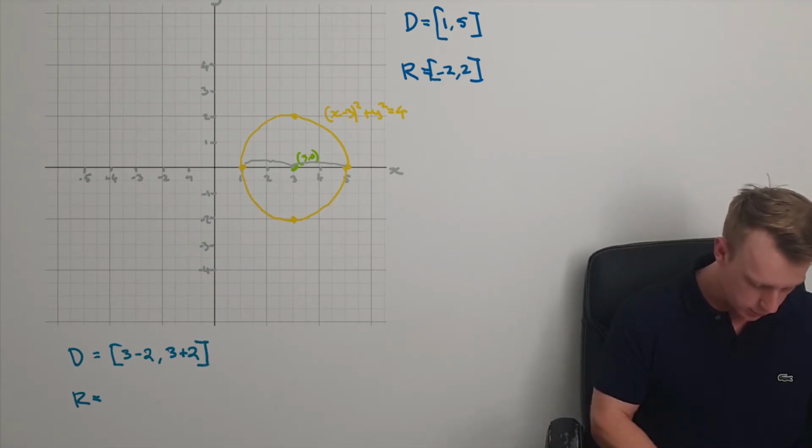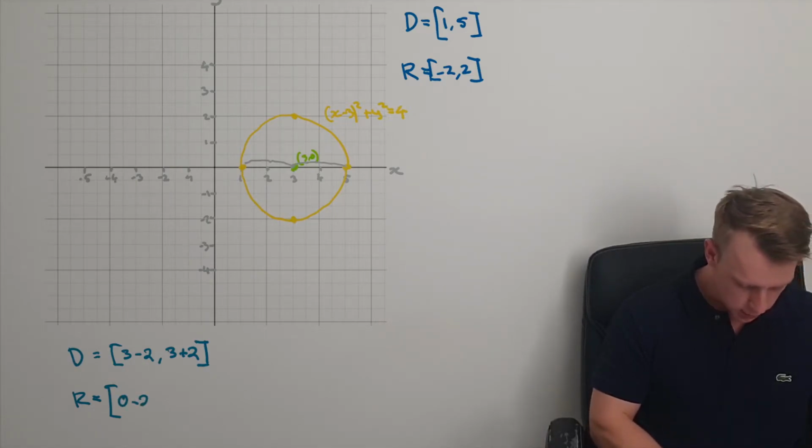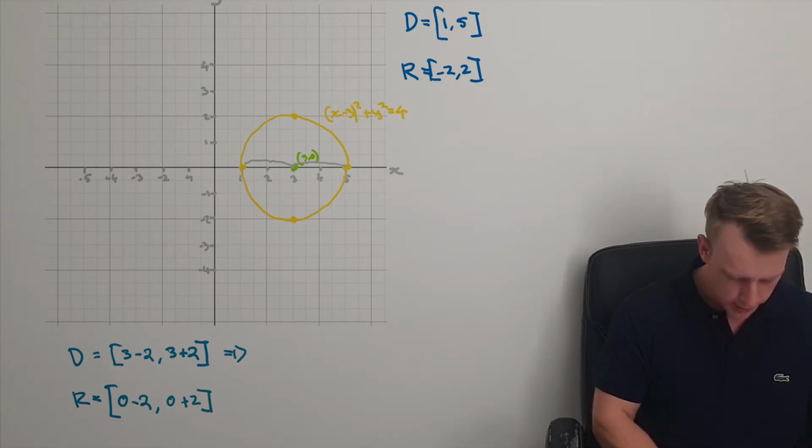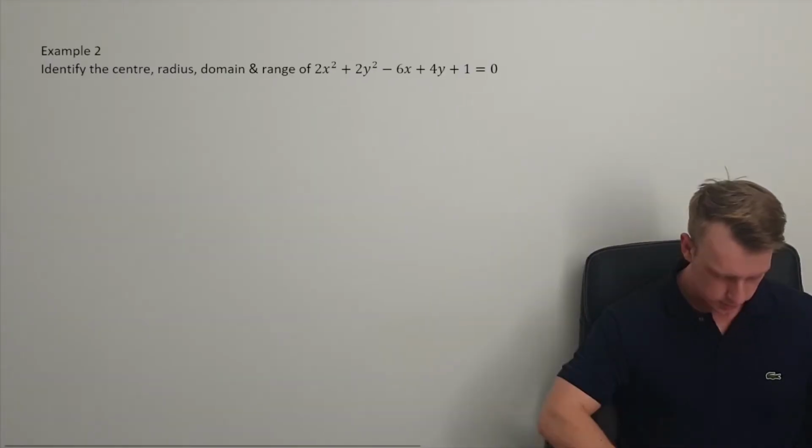And so you can close that off again with our range. We can go, starts at 0, subtract 2, because that's our radius, and then 0 plus 2. So when you simplify that out, we get what we had up there, which is 1, 5 for the domain, and -2 and 2 for the range.